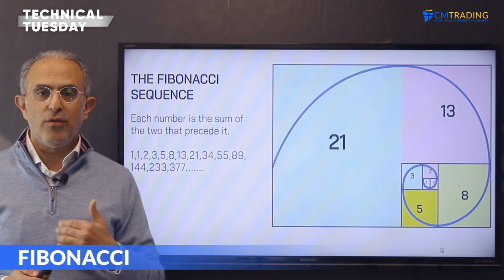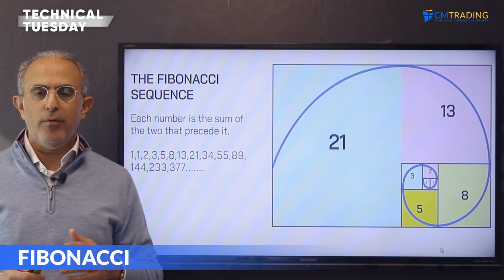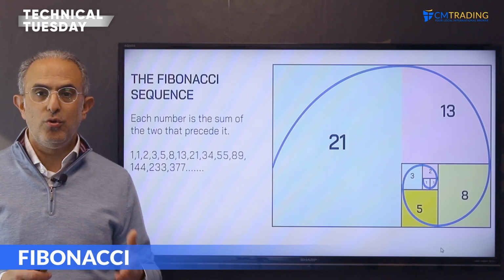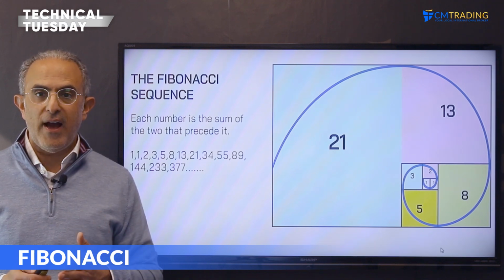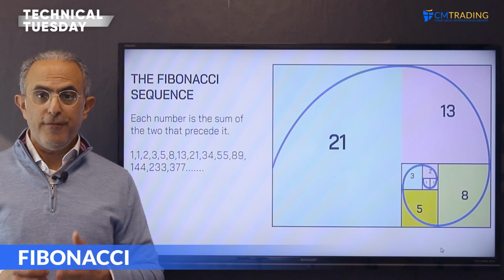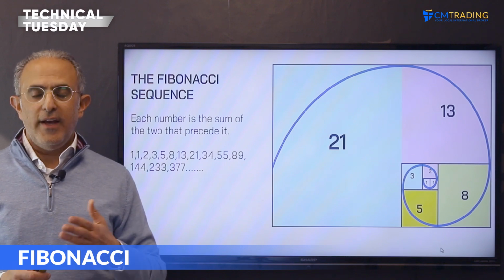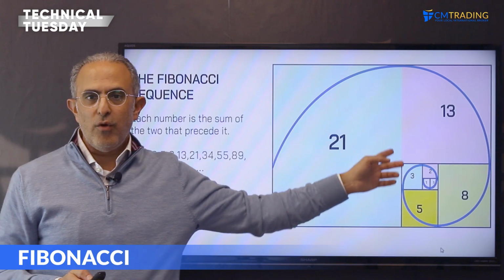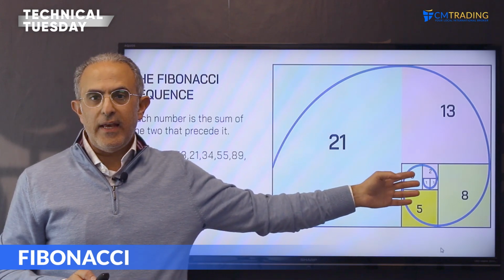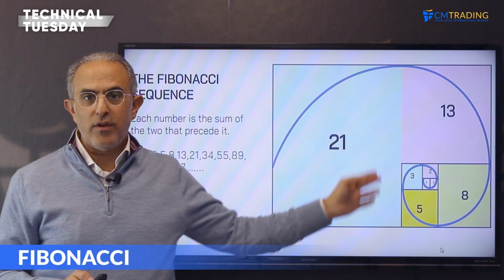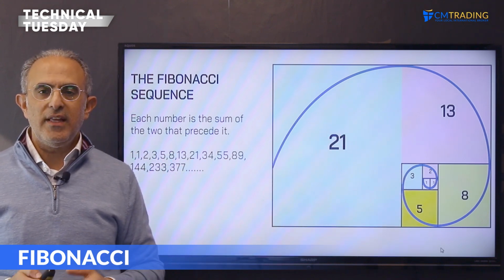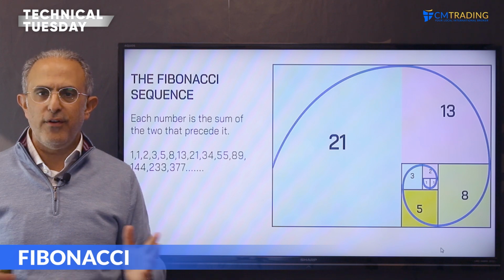However, once we get to the 4th number, it changes. Remember, we're always looking at the previous 2 numbers. So the next number is the sum of the previous 2 numbers, which is 2 and 3, which gives us 5. Now, 5 and 3 gives us 8, and so on and so forth. And that's how you get this circular shape, where we start out from a point and we continue getting bigger and bigger.